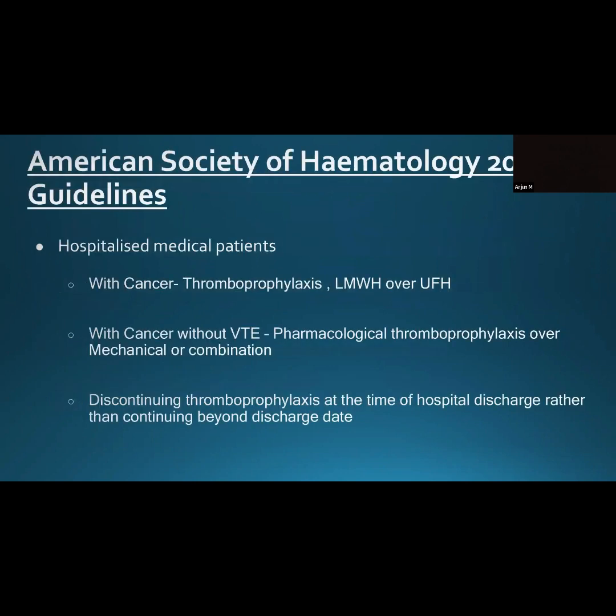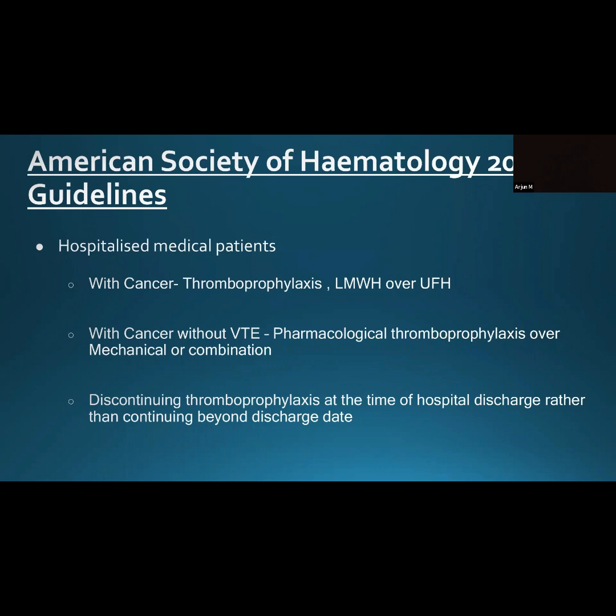So this is the American Society of Hematology 2021 guidelines for management of venous thromboembolisms. There are 34 recommendations as such. I won't be going through all 34 recommendations, just condensing them. What these guidelines suggest is how to manage a patient based on different scenarios in which they present.